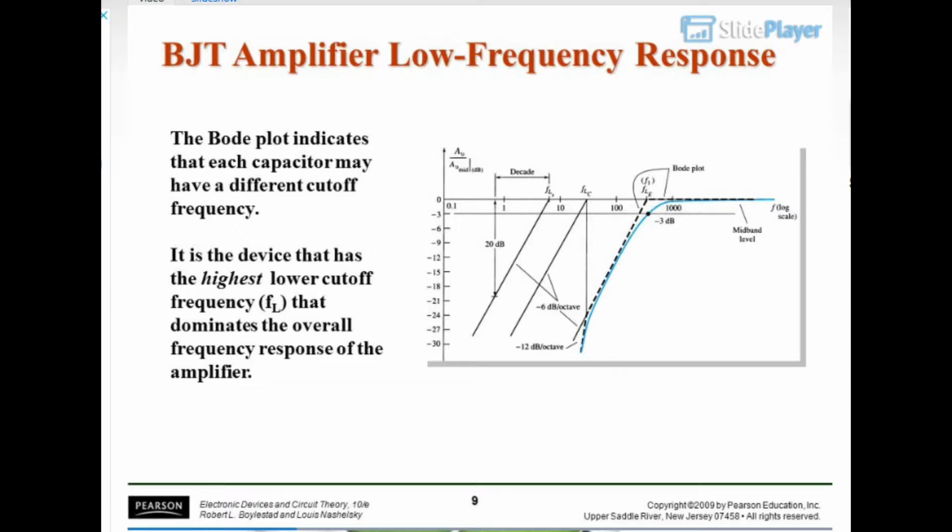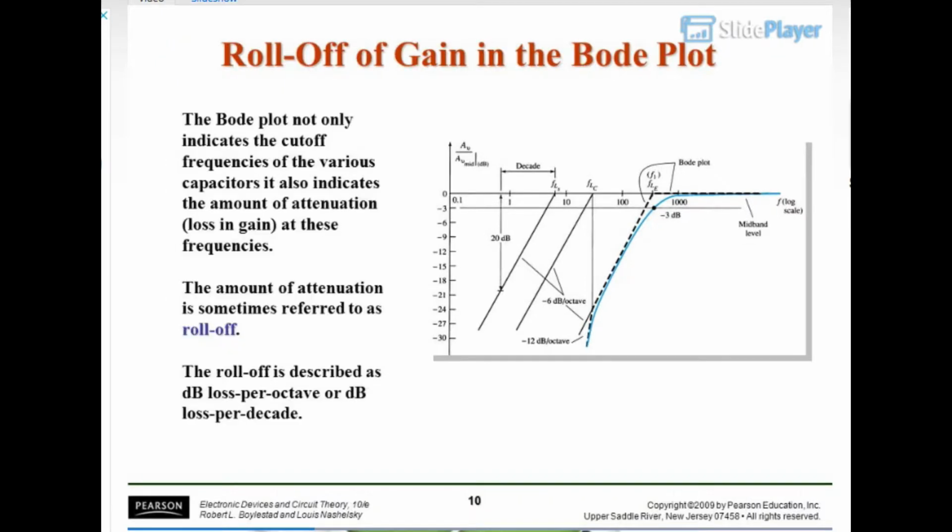The Bode plot indicates that each capacitor may have a different cutoff frequency. It is the device that has the highest lower cutoff frequency, FL, that dominates the overall frequency response of the amplifier. 9. Roll-off of gain in the Bode plot.